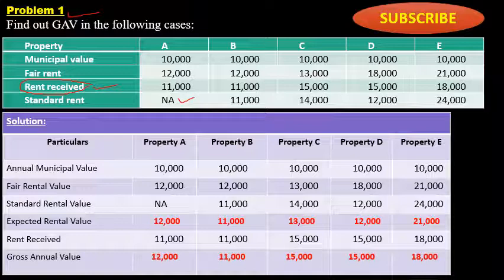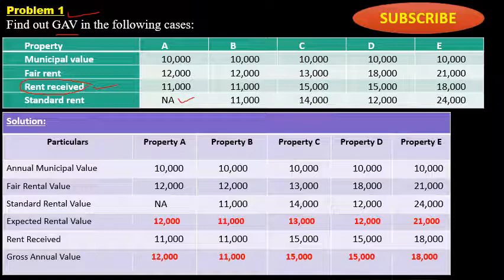So now we have to find out the gross annual value as per the provisions of let out property, or as per the format of let out property. Now all the five properties are let out properties. The format for the calculation of gross annual value: first comes municipal value, then fair rental value, then standard rental value, then expected rental value, then rent received, then gross annual value. This is the format for the calculation of gross annual value.